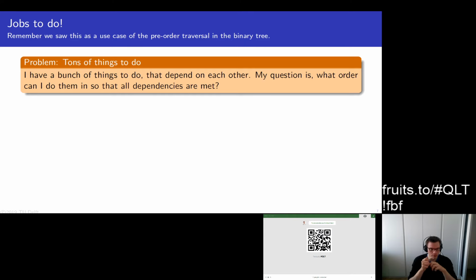And you may remember that this was a use case of a pre-order traversal in a binary tree. Pre-order? Yeah, I think so. Yes. First do the root and then do both of its children.